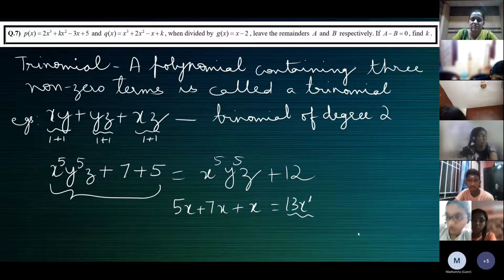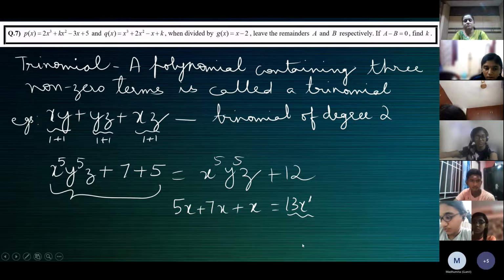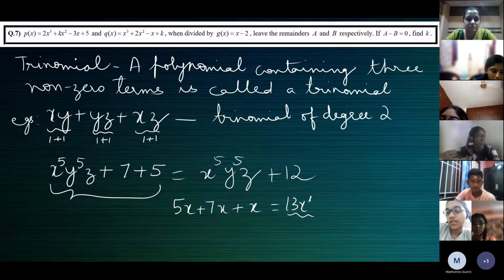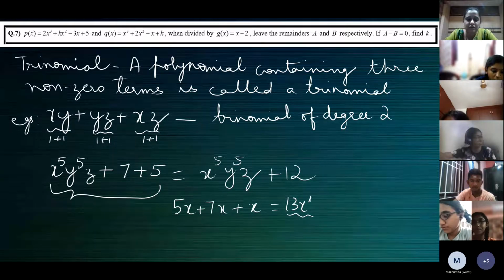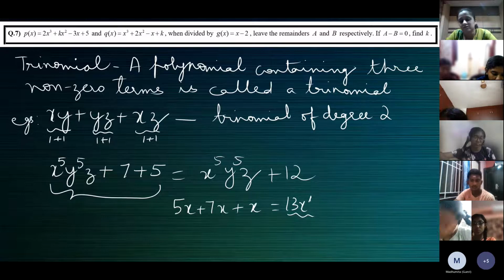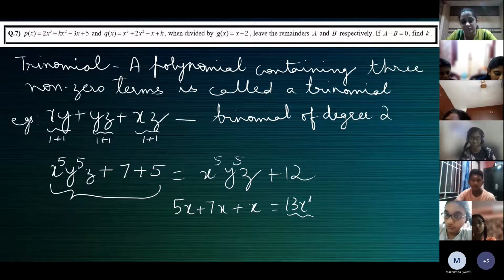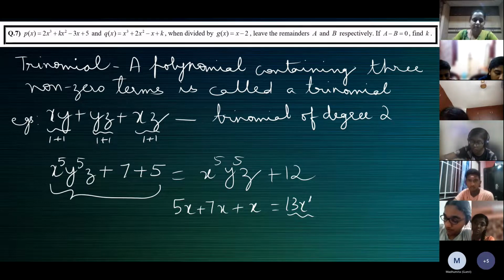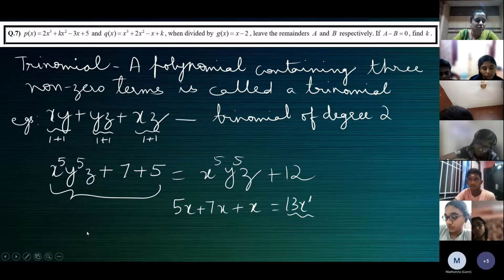Are things clear, children? Yes, ma'am. Yes, ma'am. Any questions? Please feel free to ask. Yeah, we'll move ahead. Let's write a few more examples of trinomials.